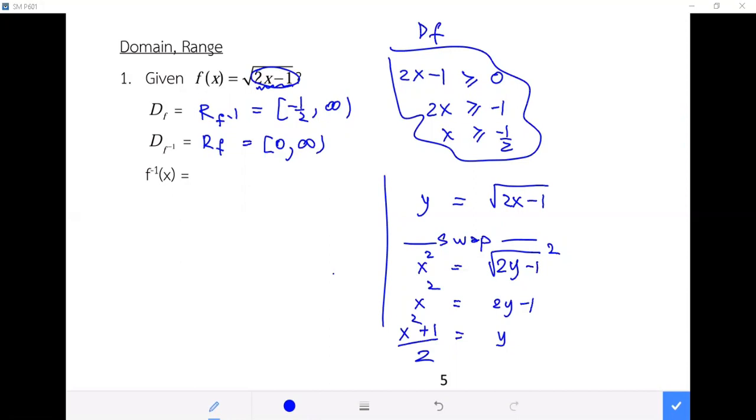Okay, so that's it. Square root of 2x minus 1. Then your f inverse is going to look like that, right? x squared plus 1 divided by 2.